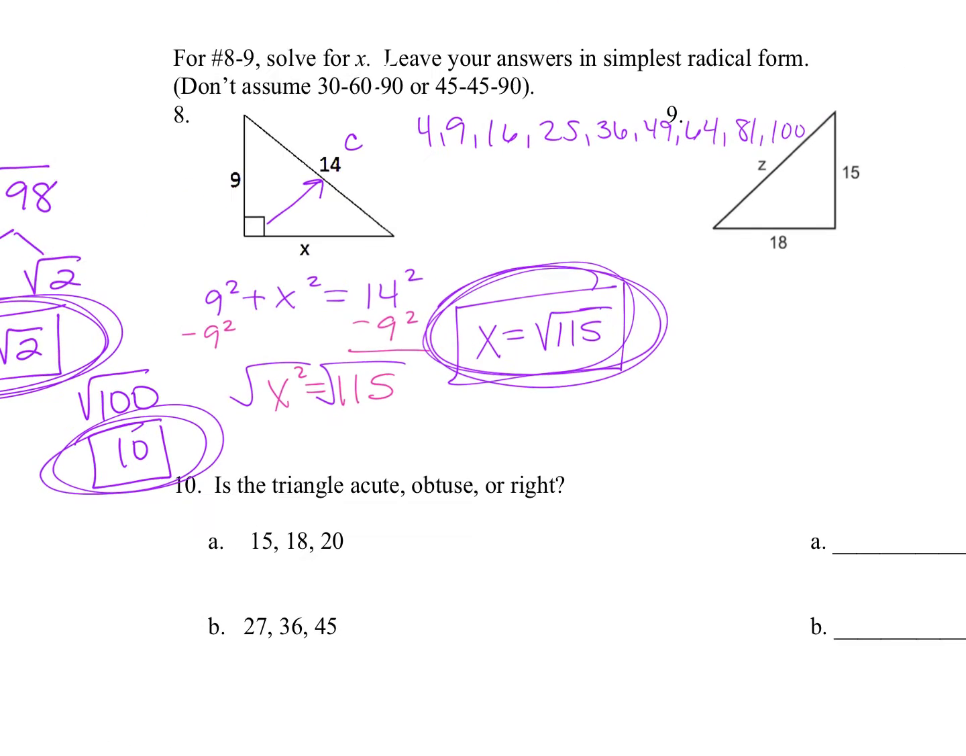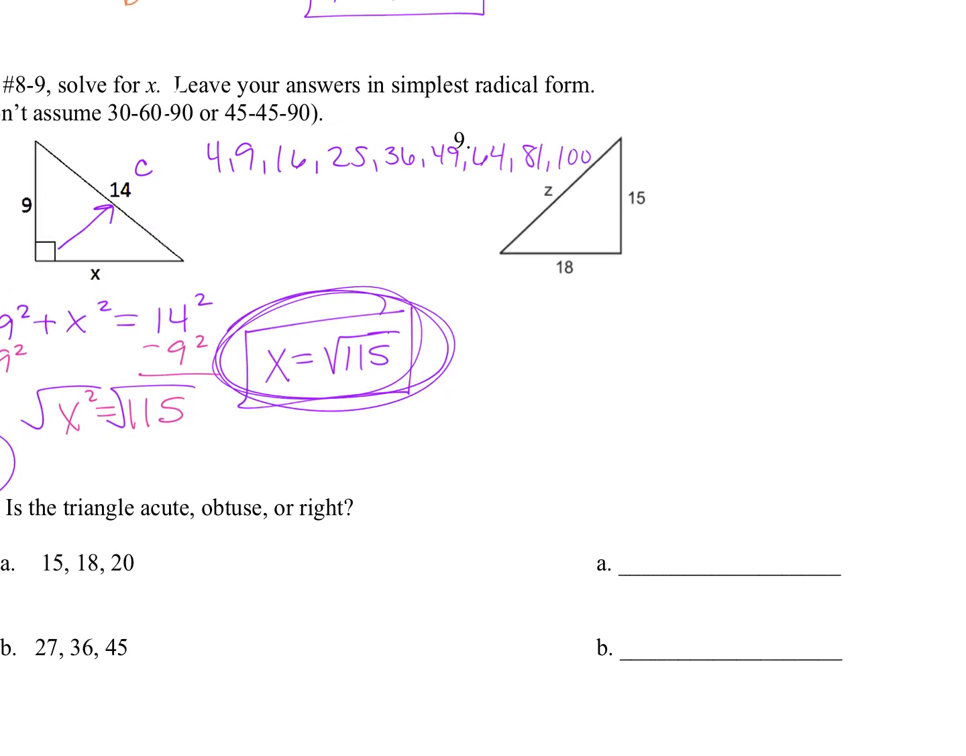Okay, so number 9. What's your C? Z. That's your standalone. So it's going to be 18 squared plus 15 squared equals z squared. And then plug that in. 18 squared plus 15 squared is 549. Now what? Take the square root.